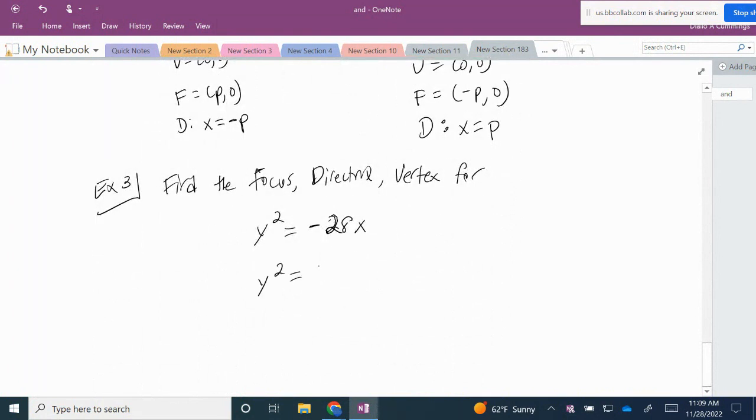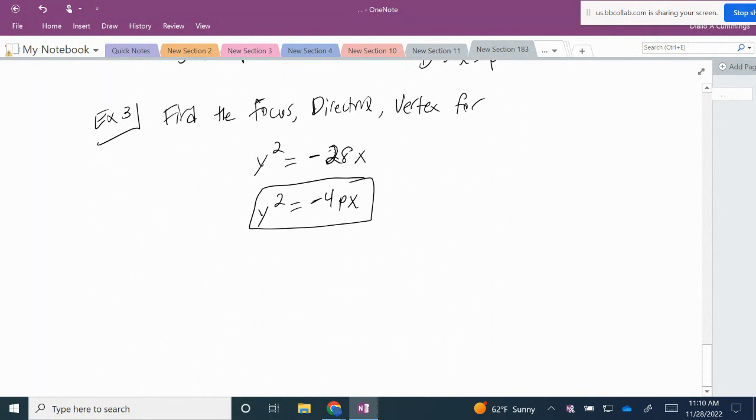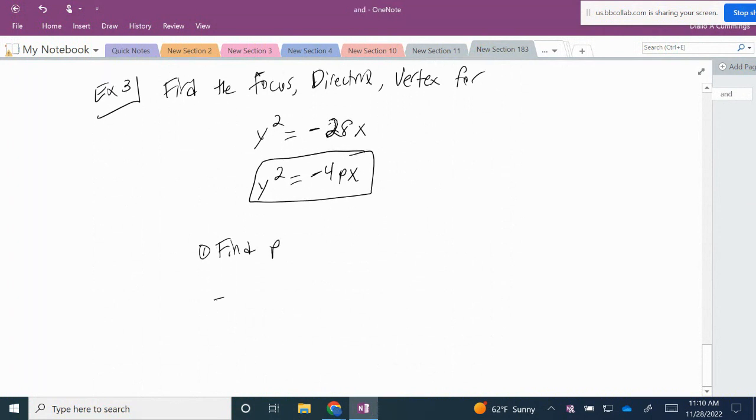Y squared is equal to negative 4px. So notice that this is already in standard form because the coefficient of our squared variable is 1. So we are going to find p. Right? So if y squared is equal to negative 28x, and if y squared is equal to negative 4px, we can set negative 28x equal to negative 4px.